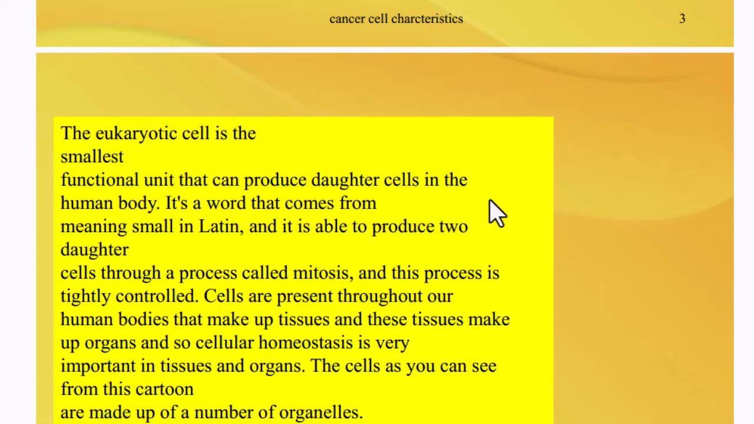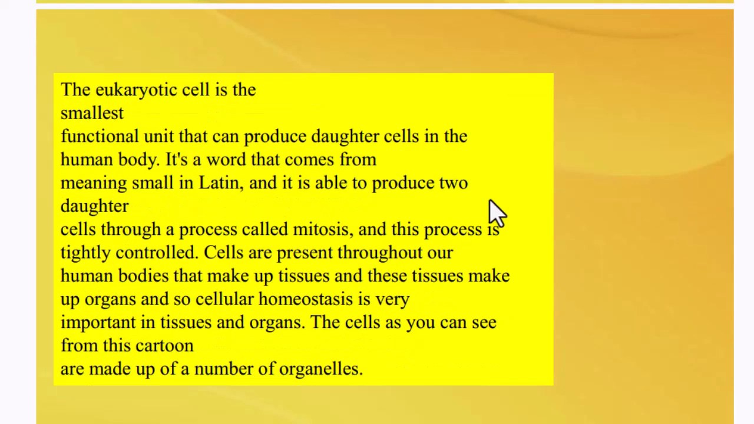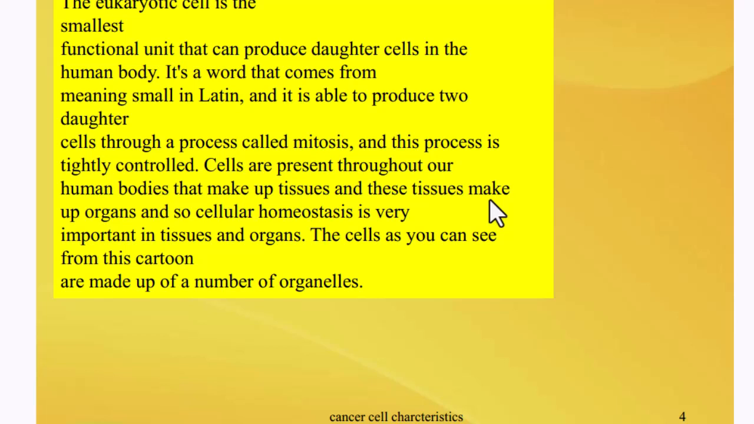The eukaryotic cell is the smallest functional unit that can produce daughter cells in the human body. The word cell comes from Latin, meaning small. It is able to produce two daughter cells through a process called mitosis, and this process is tightly controlled. Cells make up tissues, and tissues make up organs, so cellular homeostasis is very important in tissues and organs.